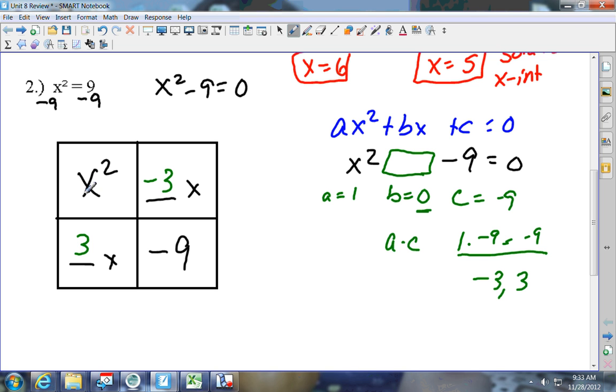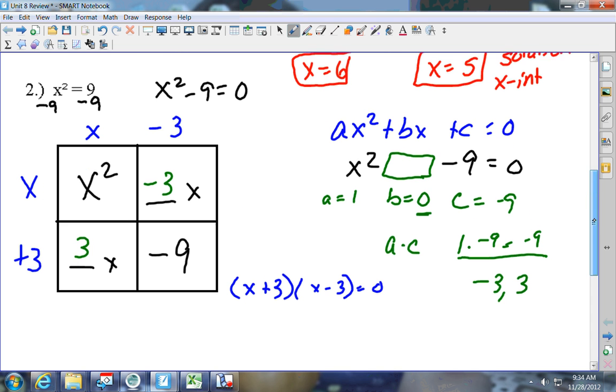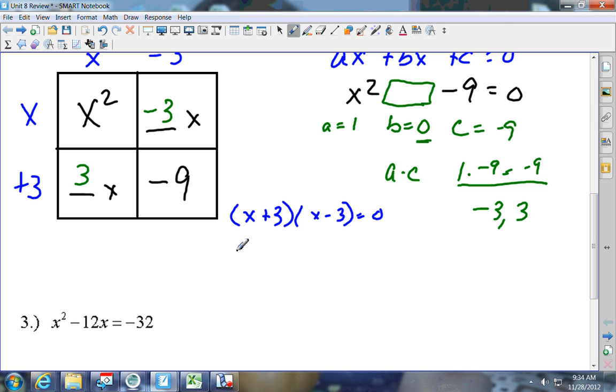Now, to split up x squared, it is x and x. X times what is negative 3x? Negative 3. X times what is 3x? Plus 3. So now the factors, in factored form, this is what it is. It's not my solutions yet. My solutions are my x-intercepts. So you're going to have to take those factors and set them equal to 0.